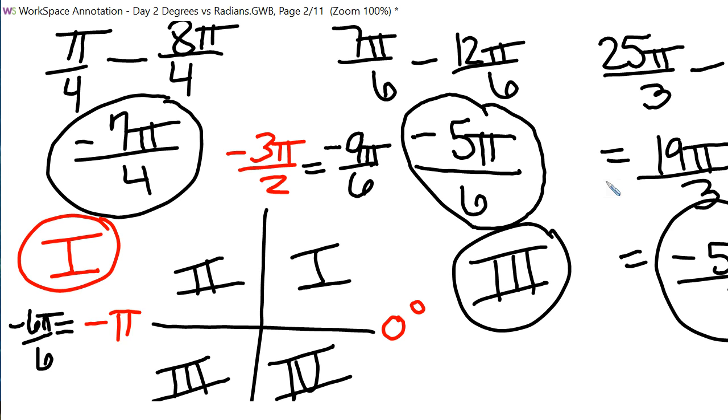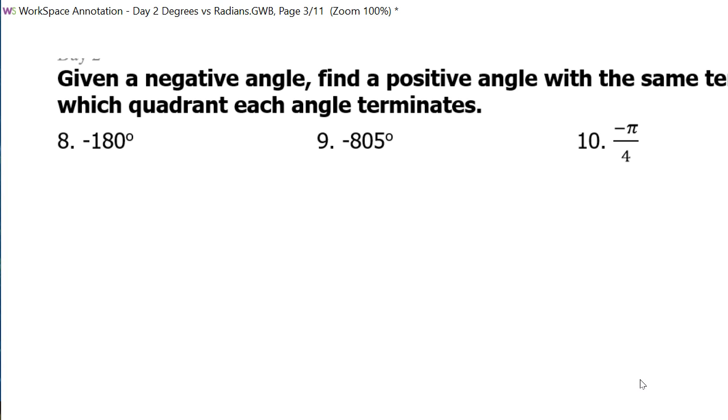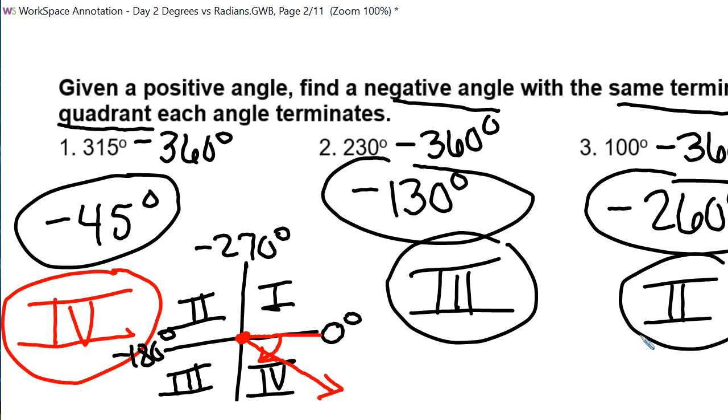On the line. Quadrant 1. If this is negative 9 pi over 6 and negative 10 pi over 6, it would be somewhere over here in quadrant 1. Do you have to do the quadrants denominator? Yes, quadrants are always Roman numerals.